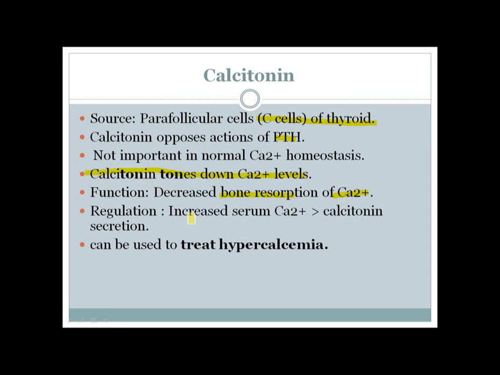And it is regulated by increased serum calcium. Whenever there is increased serum calcium, it will stimulate the release of calcitonin. And you can also use it to treat hypercalcemia, because it will actually trap the calcium inside your bones.